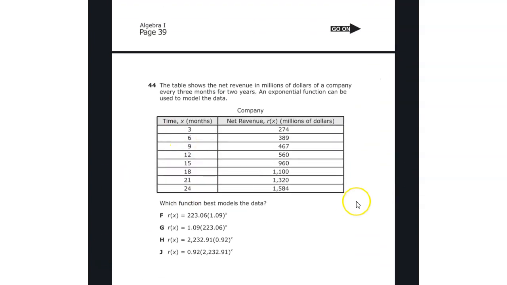Number 44. The table shows the net revenue in millions of dollars of a company every 3 months for 2 years. An exponential function can be used to model data. So, simple thing here, we can see an increase every quarter. Let's put it that way. We see an increase. So, it tells me that we have A equal to P(1 plus r) to the power of n, or in this case, to the power of x.